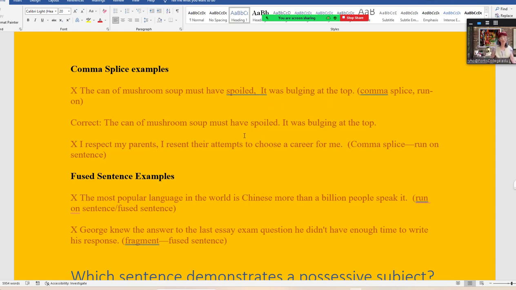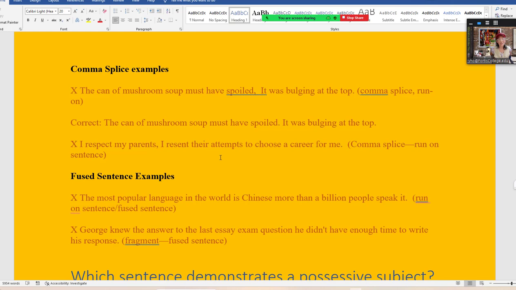So here, correct would be to put a period. I respect my parents. I resent their attempts to choose a career for me. So what kind of error is this? It's a comma splice. The most popular language in the world is Chinese. More than 1 billion people speak it. So this one is what kind of mistake? A fused sentence. Fused sentence because you're missing a period.